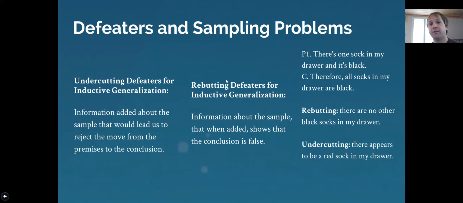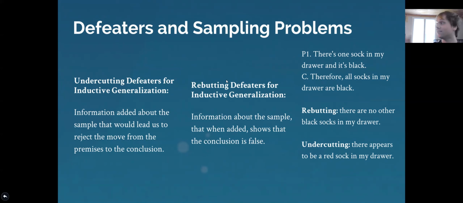And this is going to differ a bit from what we saw with statistical generalizations. So statistical generalizations, recall, you add some information about the individual, either to falsify the conclusion or to show that the conclusion is only supported weakly by the premises. Undercutting defeaters and rebutting defeaters for inductive generalizations look a little bit different. What we're going to do is look at the ways in which the sample might be influenced wrongly in ways that negatively affect the conclusion, show the conclusion's false, or show that, in fact, the conclusion is not going to be very well supported by the premises.